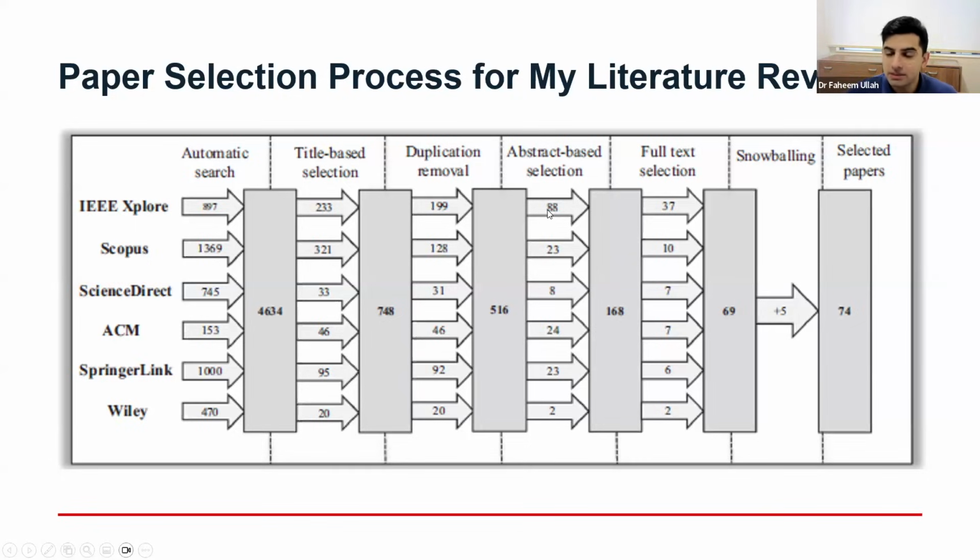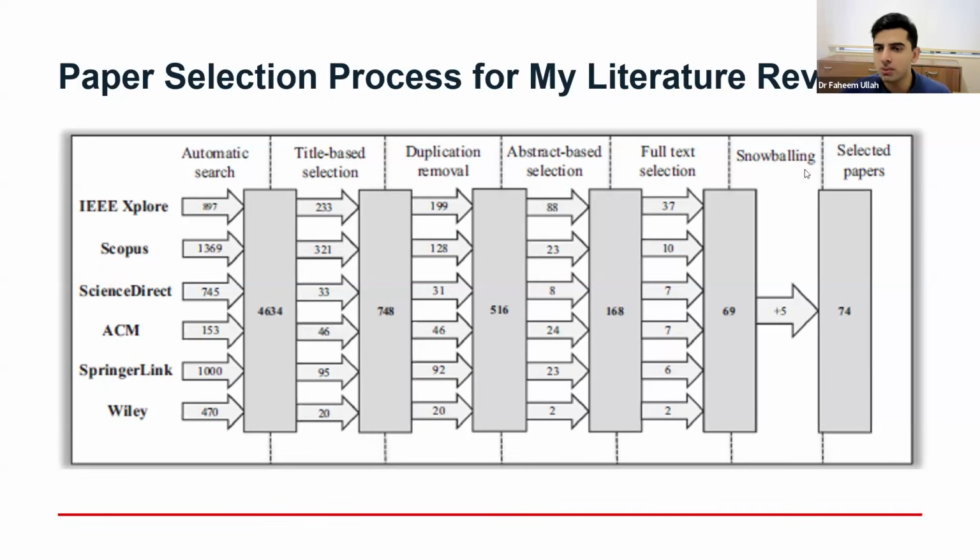After that, I did abstract-based selection. I read the abstract of each paper with my inclusion criteria in front of me, and reading the abstract, I could determine whether the paper was relevant or not. This reduced the number of papers to 168. Then I had to read the full text of these 168 papers, with my inclusion and exclusion criteria in front of me, and based on that, it reduced to 69 papers.